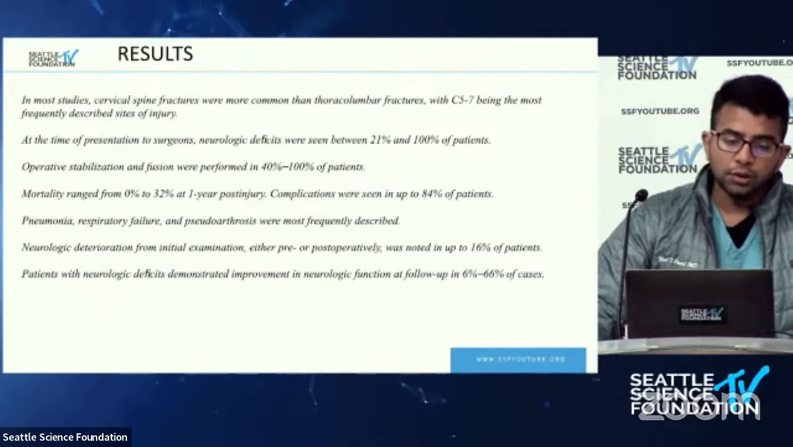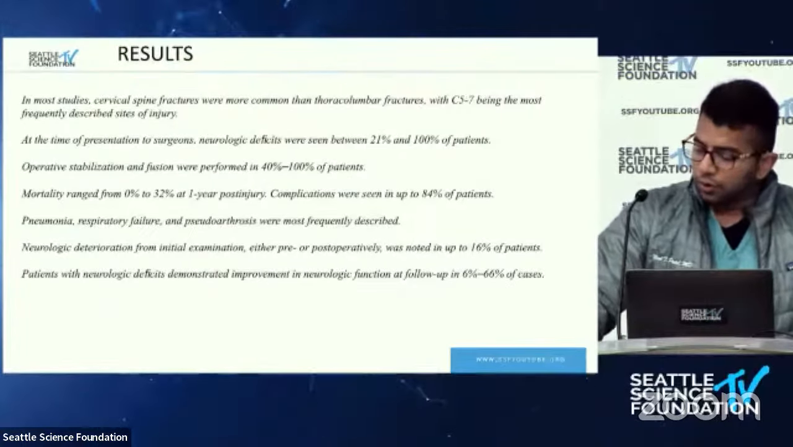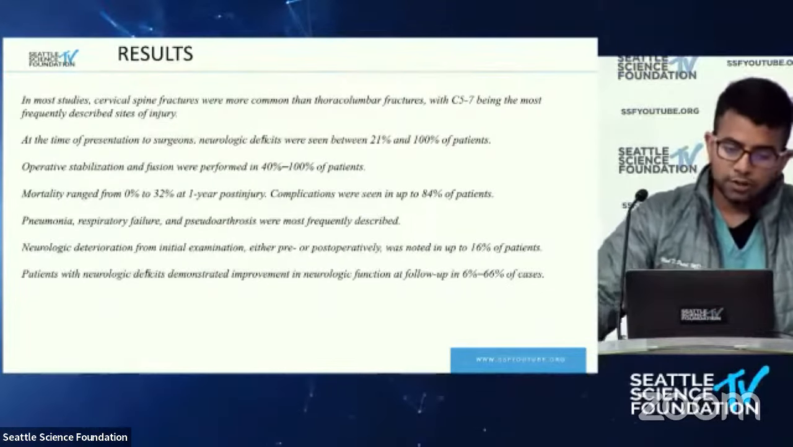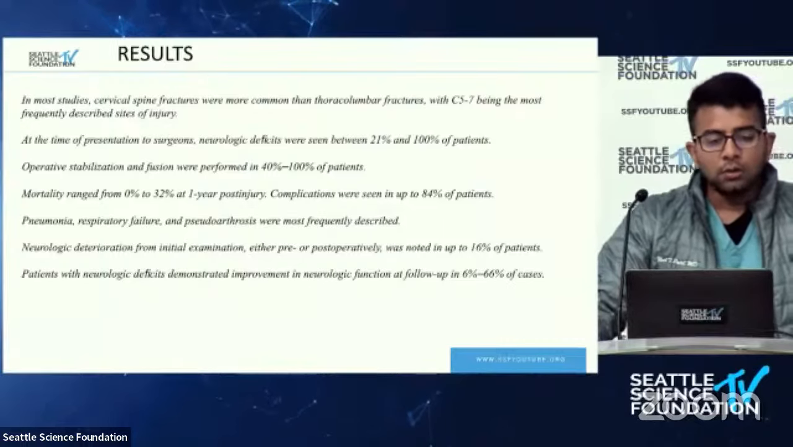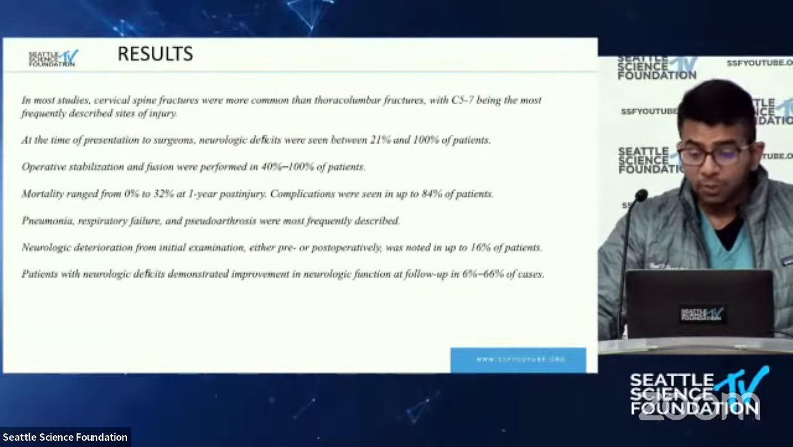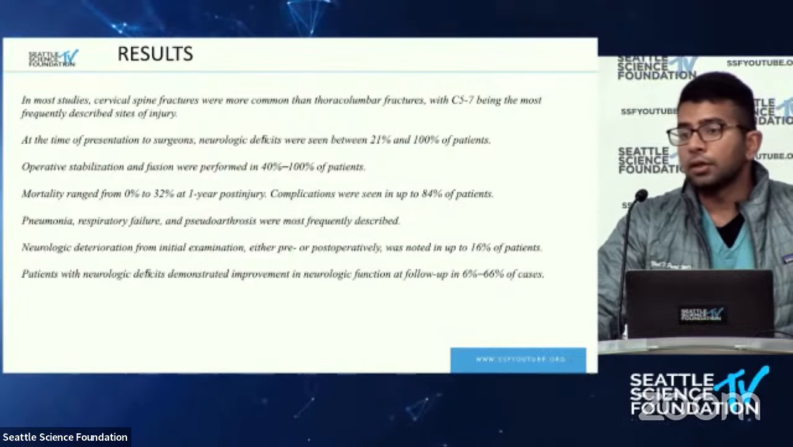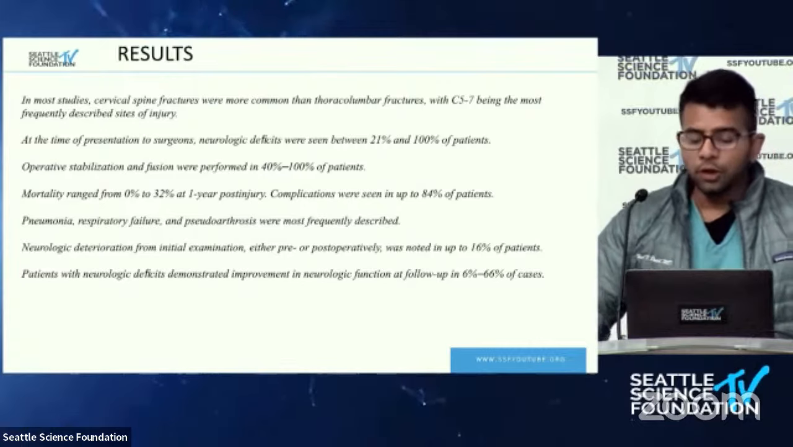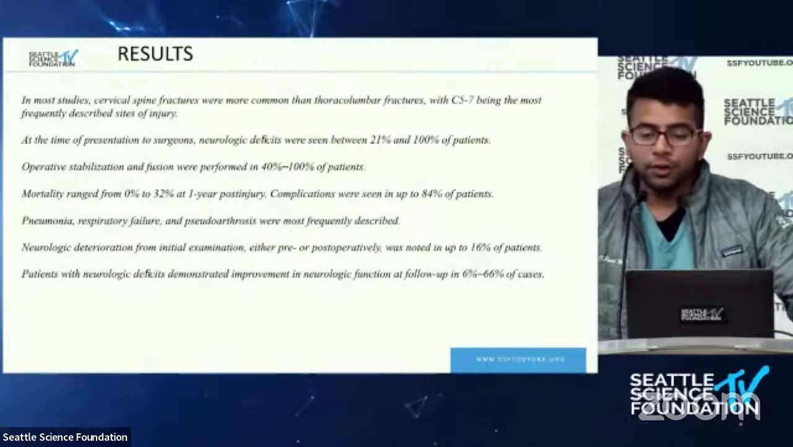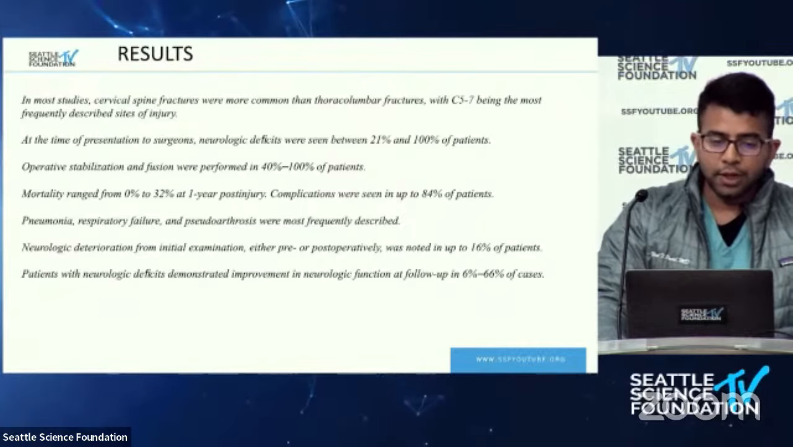So what we know is these patients get cervical injury the most. They do get some kind of spinal cord injury. You have to operate on them. Their risk profile is pretty bad. The complications are pretty high. But if you do, then the neurologic deficits do improve. So this is a catch-22 in terms of trying to help them and do right by the patient.